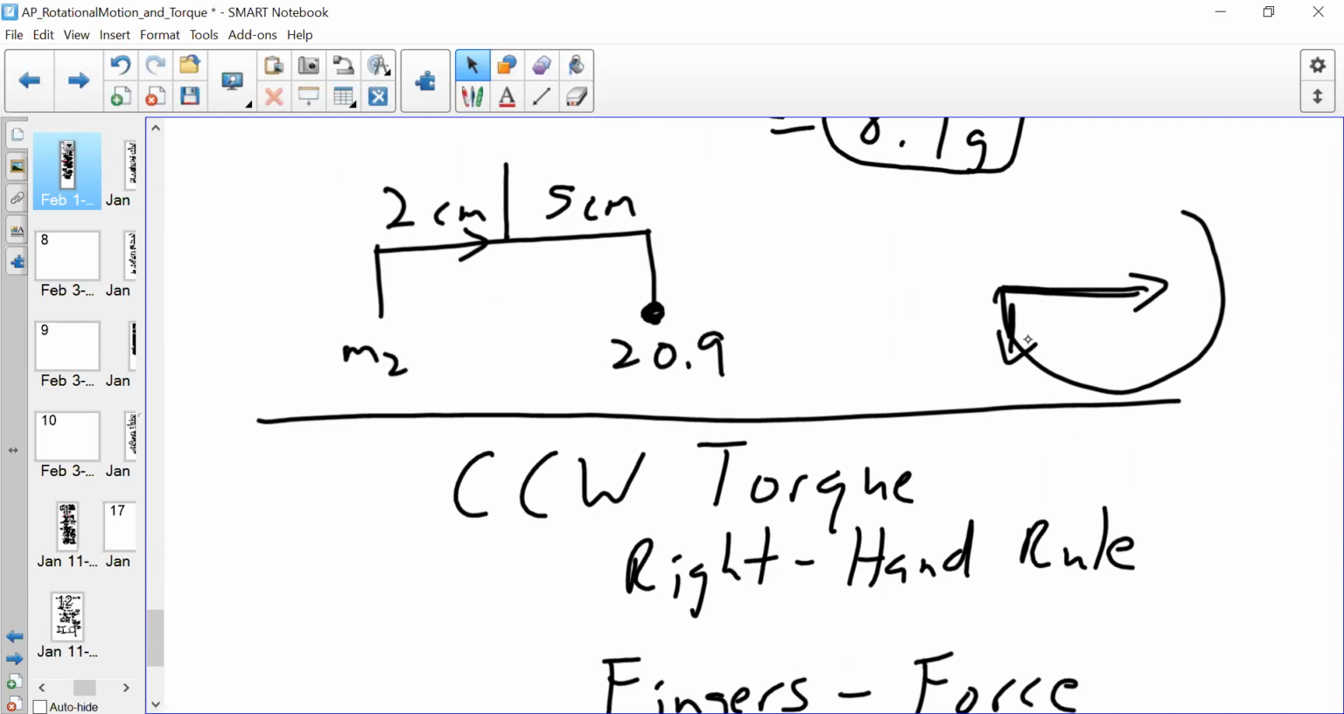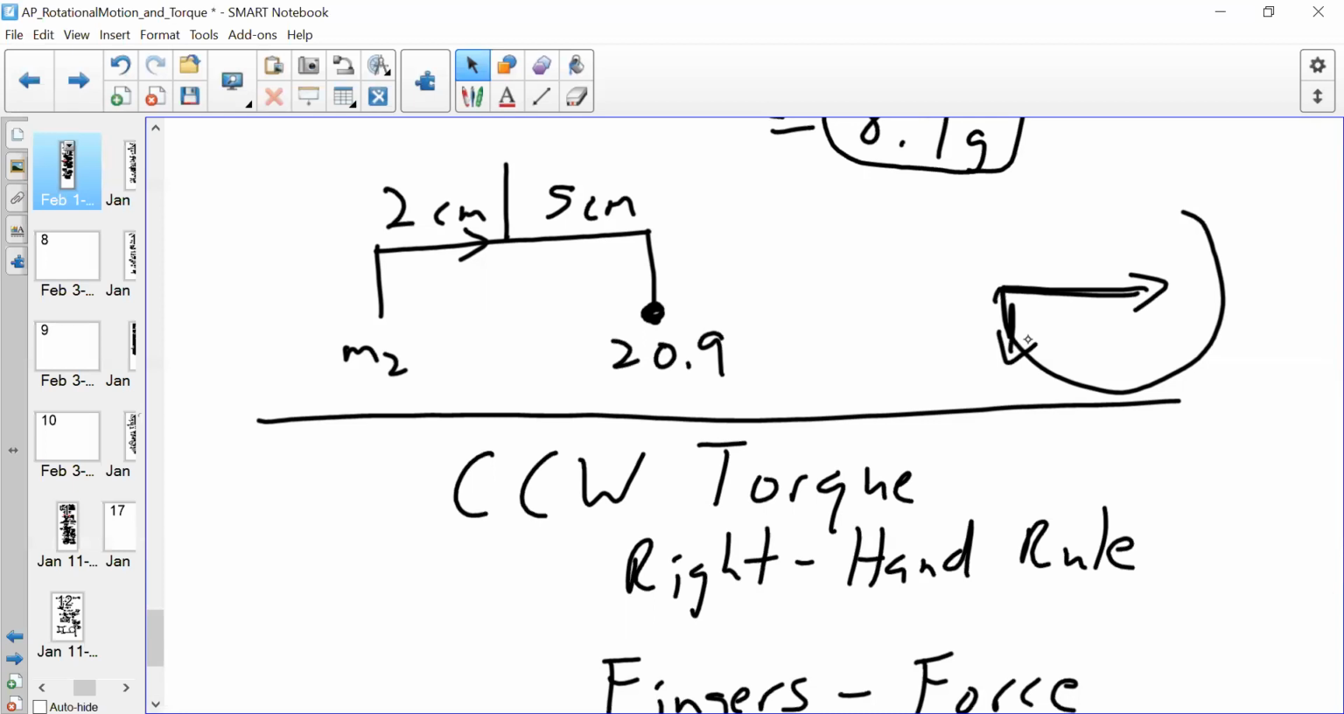So if you do that accurately, for the picture that we have here, my force provided by M2, my fingers, will be pointing downward. We'll be pointing upward when we get to the other side of the rotation, but fingers pointing down. My palm is going to be pointing towards the right, because that's going towards the axis of rotation.